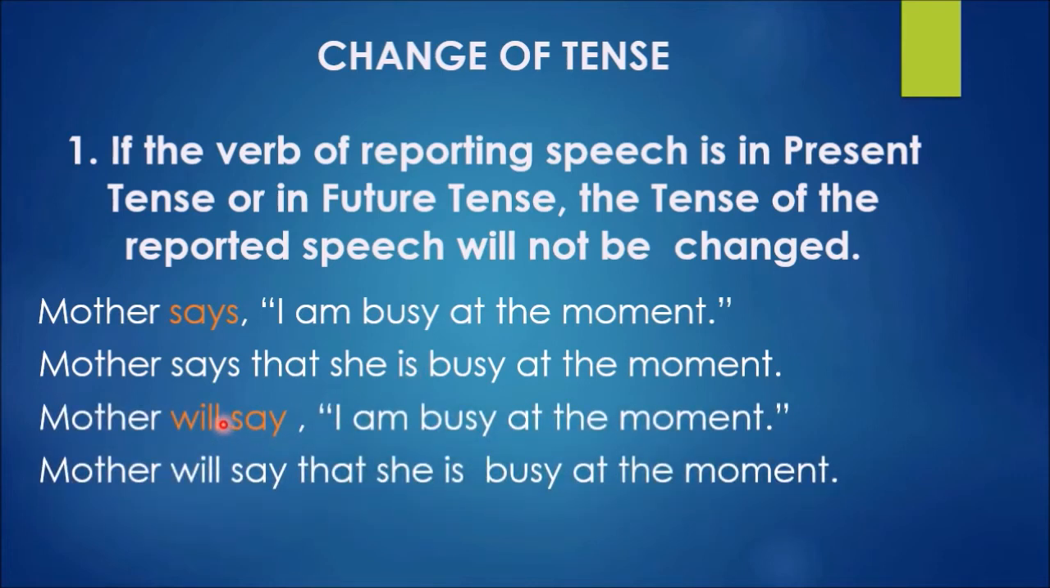Look at the second sentence. Mother will say, I am busy at the moment. Mother will say that she's busy at the moment. We removed the inverted commas. We joined the two speeches using that. We changed the pronoun. But we did not change the tense because there is future tense in the reporting speech. It says when there is present tense or future tense in the reporting speech, no change in the tense will be made.